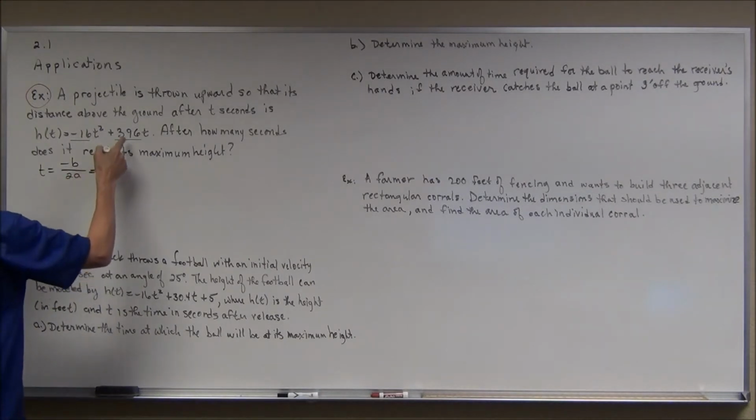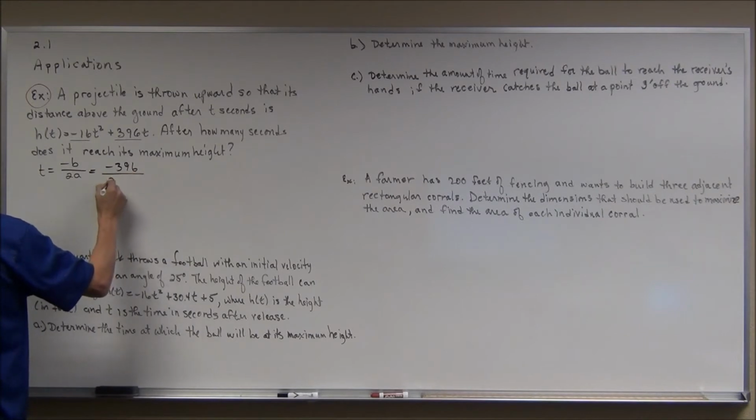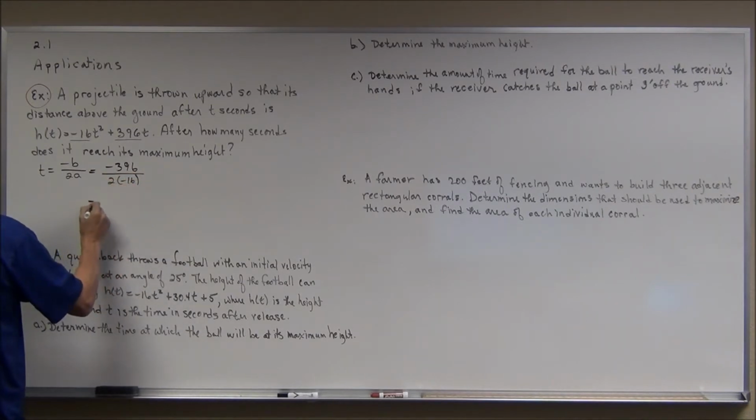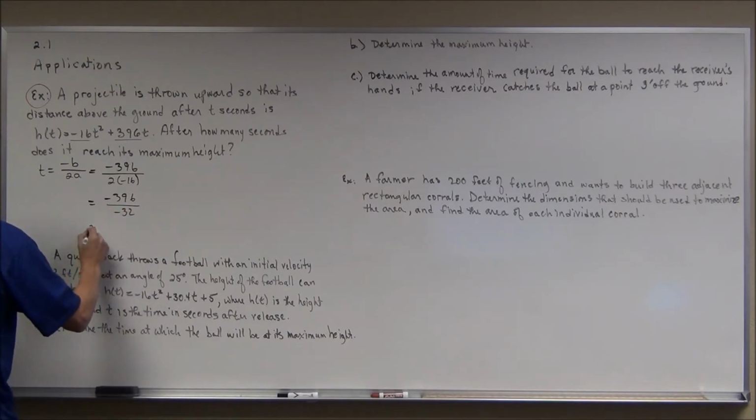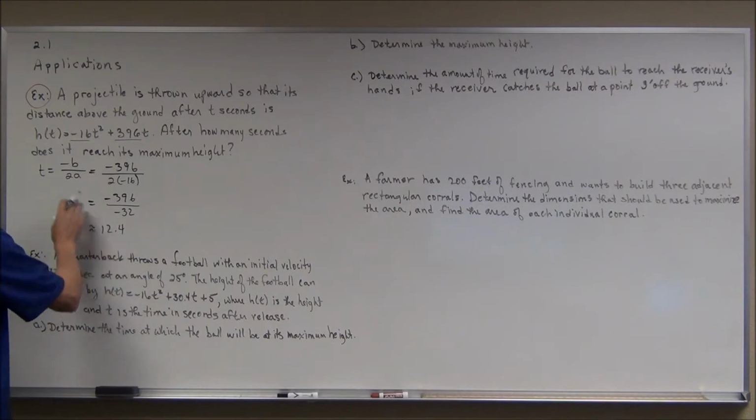So this is going to be the opposite of 396 divided by 2 times a, which is negative 16. Negative 396 divided by negative 32, which is approximately 12.4. Now I'm going to round it to the nearest tenth. Many times they'll ask that you round to a specific value. This one doesn't say. In general, I like to round to 3 decimal places when I can, because that's what they like on the AP test for calculus. But I'm just going to leave this as 12.4 for right now.